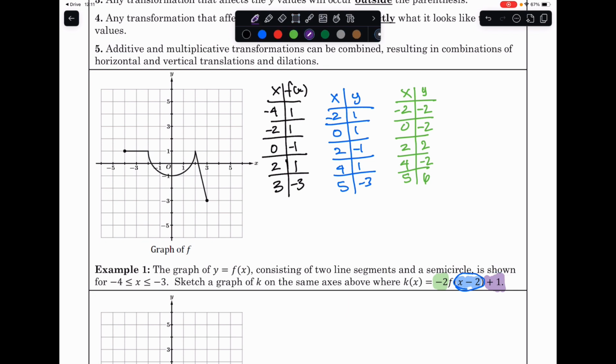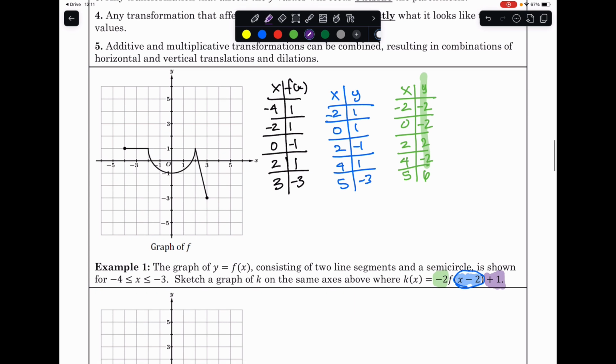So since this is the last transformation I did here, I'm going to now, again, transform those by adding 1 to all of those y values. So the new table I'm going to end up creating, doing this purple transformation, is going to keep the x values the same and add 1 to all the y values. Negative 2 plus 1 is negative 1. 2 plus 1 is 3, and so on.